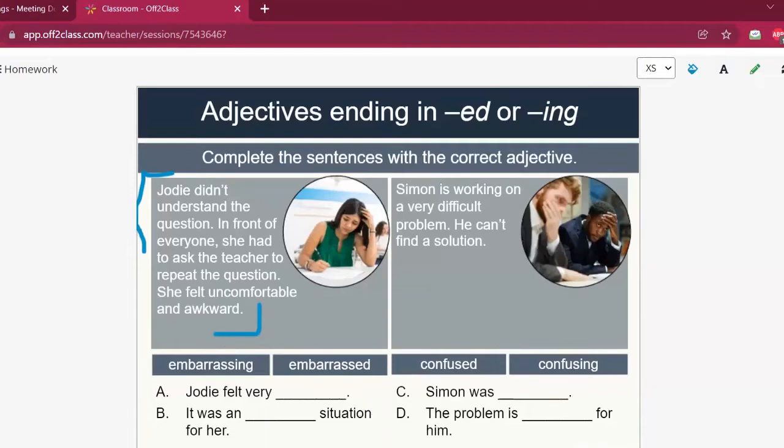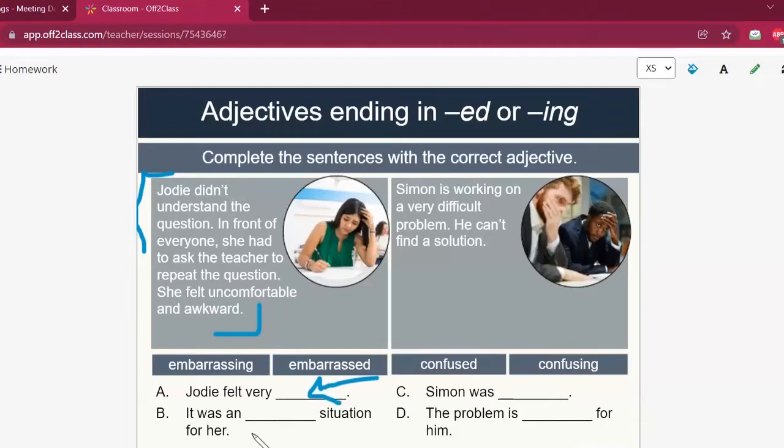So Judy felt very what here? Embarrassing, embarrassed. In front of everyone, she is embarrassed. She felt very embarrassed because we are talking about her, so it is her feeling. Okay.